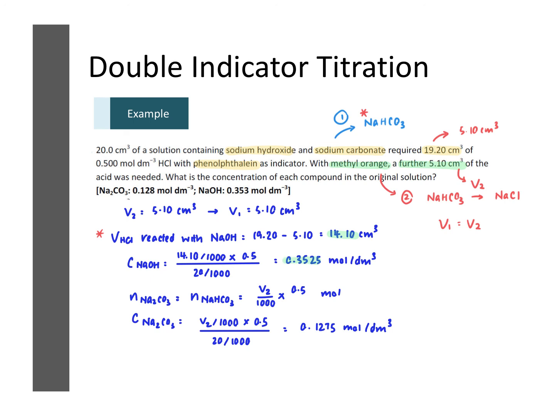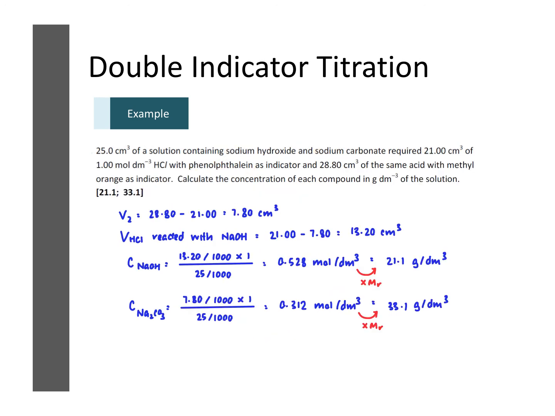Okay, and then next, we know that we can find the number of moles of sodium hydrogen carbonate by taking the volume V2 times the concentration. And remember, the number of moles of sodium hydrogen carbonate is equal to the number of moles of sodium carbonate. And once we find the number of moles of sodium carbonate, we can just divide by the volume again to find the concentration.